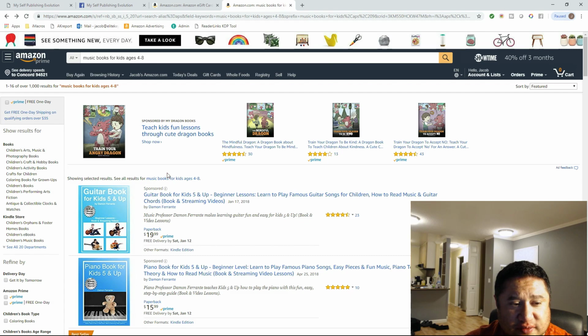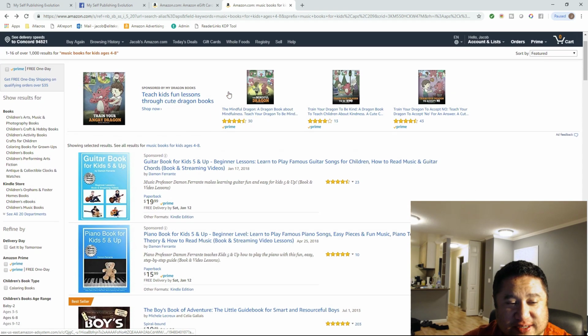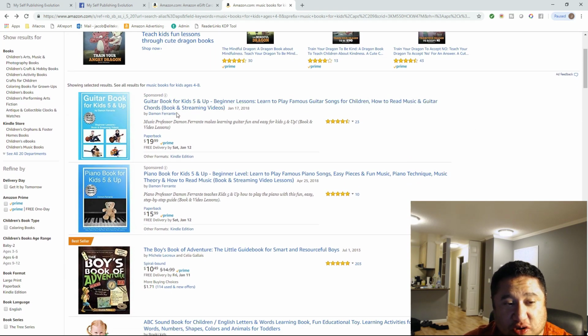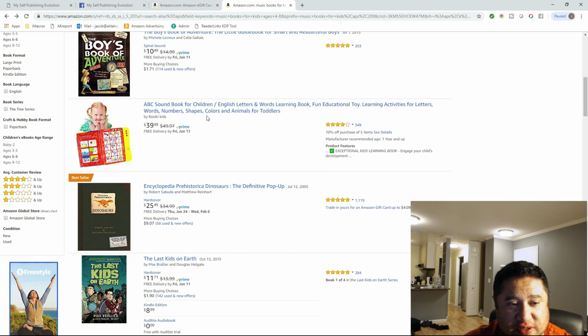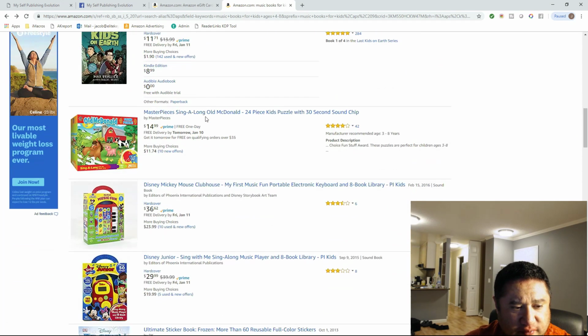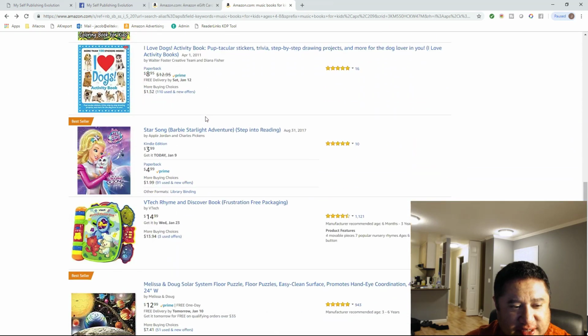So just to make things easy, I'm already giving you a profitable keyword. I'm just going to say it. I searched up for you guys "music books for kids ages 4 through 8." So what do we get here, guys? We get, first off, 2 sponsored ads from the same publisher, followed by organic ranked books for this keyword, just so that you can take a look-see.